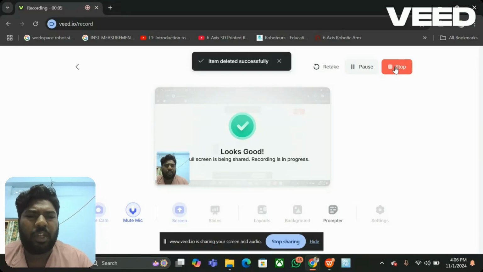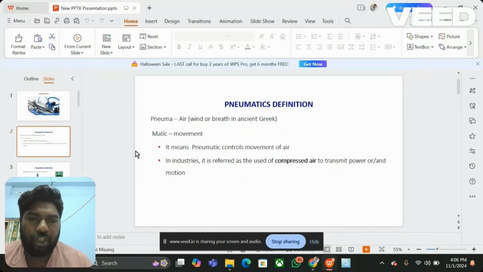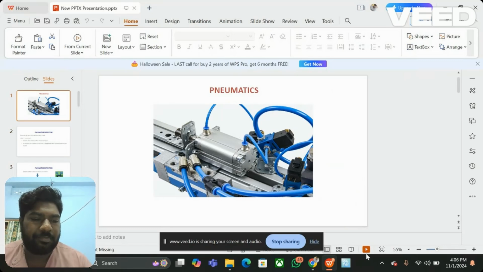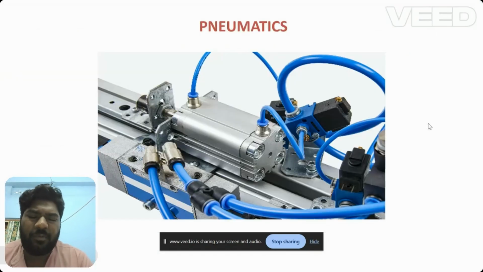Automation is the future. Today we are going to discuss a new topic called pneumatics. Generally, we use pneumatic sources of energy in industries for making different types of movements. We have different sources of energy based on application, and we will go for whichever type is suitable for us. So let us discuss in detail what pneumatics is and where it can be used.